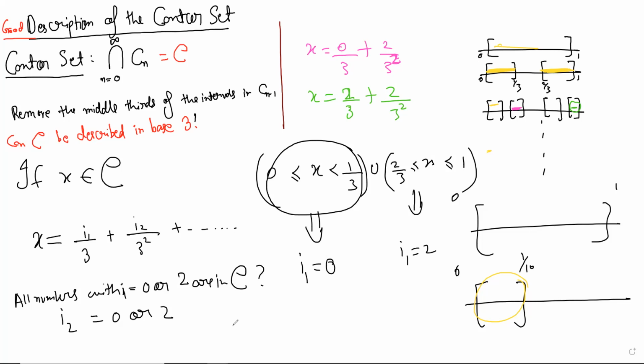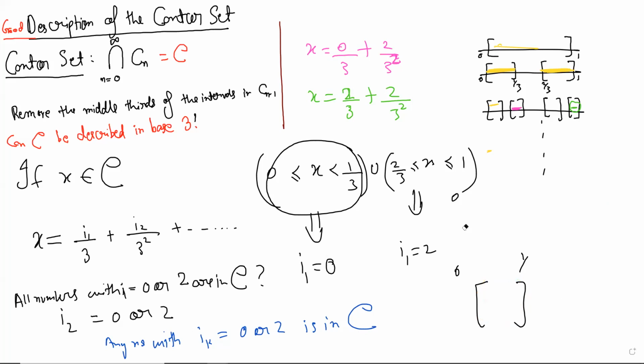So basically, any number with a_k equal to 0 or 2 is certainly in C. It is certainly in the Cantor set. Now this is again something that you can prove.